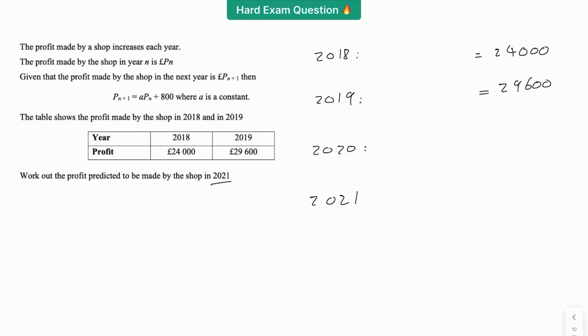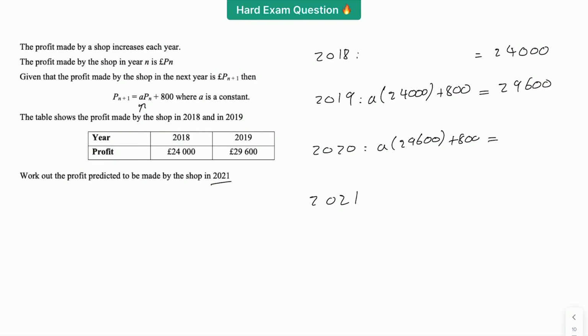Okay, so now we're using that concept. Now to find 2020, we use the previous answer. So that's going to be A. I'm looking at this formula here now. That's going to be A times P, which is the profit in the last year, 29,600 plus 800, and that gives me the profit in 2020. Now the problem here is I don't know what A is. Okay, but I'll follow the exact same concept we learned throughout the video. Now, at this point, I can't go any further, but now you think, okay, can I go backwards? What else do I know about this question? Well, how did they calculate 2019? Now, to calculate 2019, they must have done A times the profit in 2018, which is 24,000, plus 800.